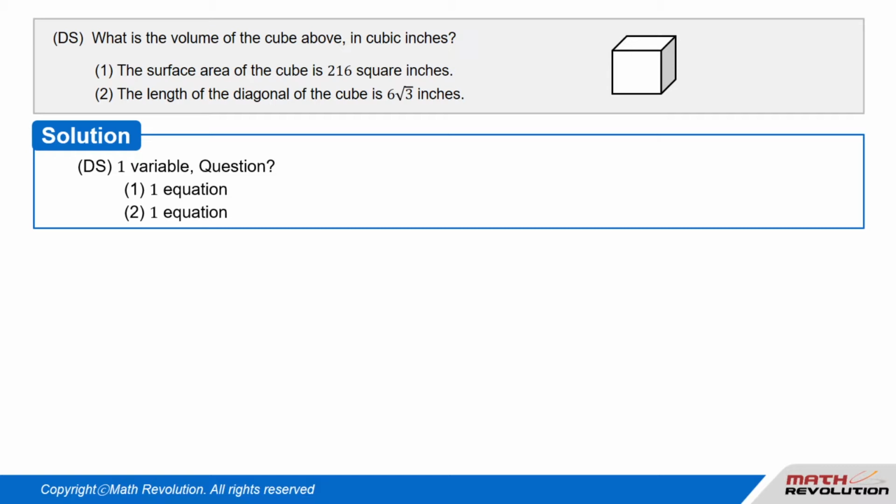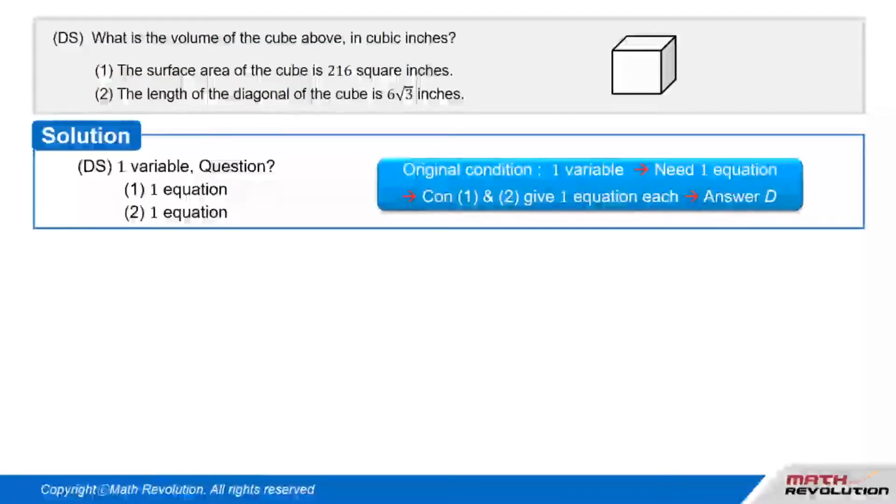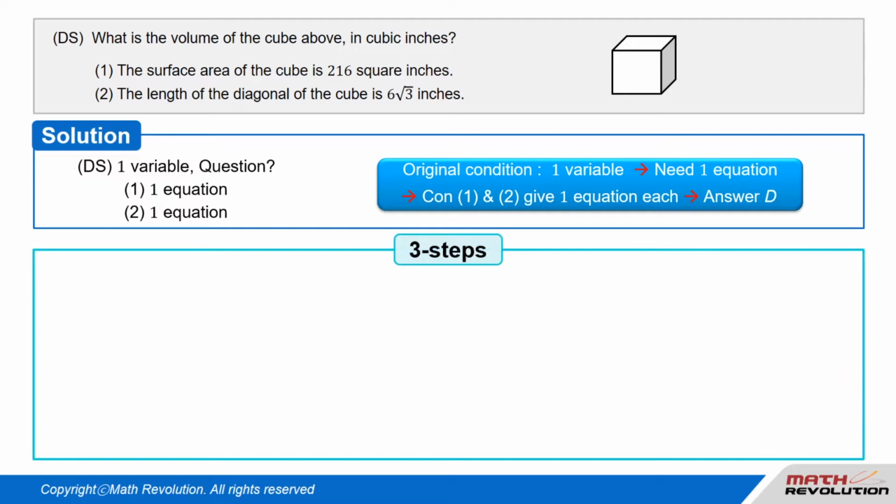Now, one variable would generally require one equation to find the value of the variable. We are aware that each condition should give us an equation, and each equation should be able to give us the value of the variable. So, each condition should be sufficient independently, and we should logically get an answer D. Let's apply the 3 steps suggested previously.